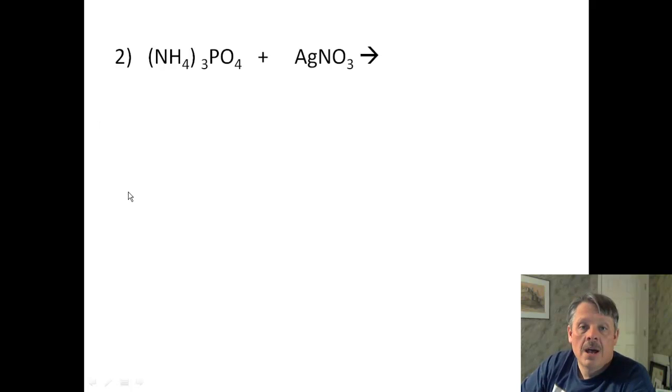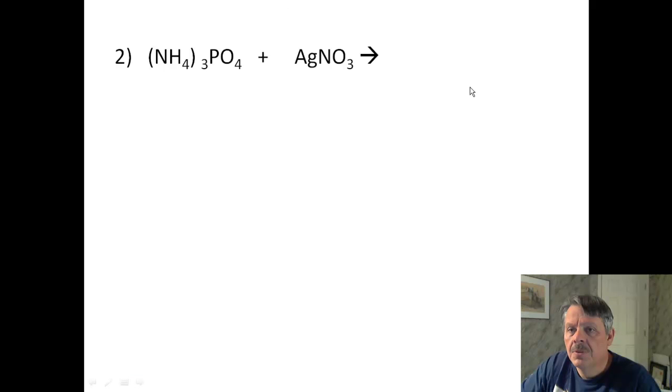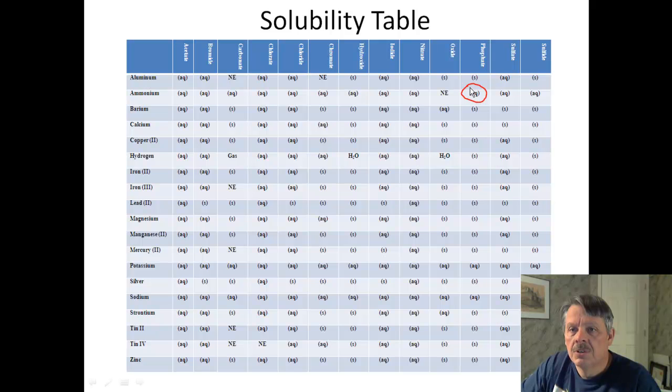So we have ammonium phosphate. Let's look up ammonium. Ammonium is the second one across. Now we're going to phosphate, and ammonium phosphate is right here, which is aqueous. And then we have silver nitrate. Remember, all of our nitrates are aqueous, so ammonium nitrate and silver nitrate are both going to be aqueous, because we said that anything with nitrate is aqueous.